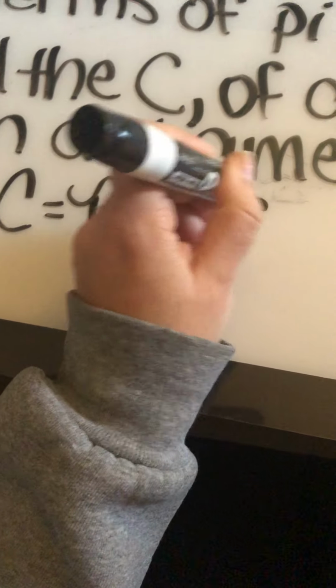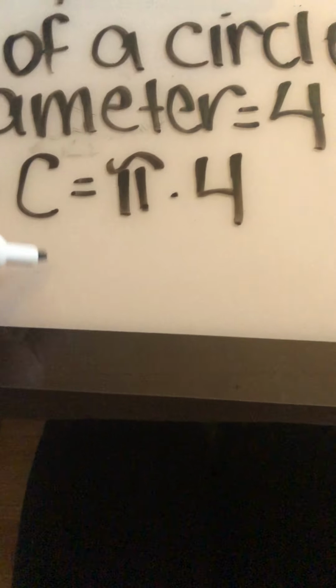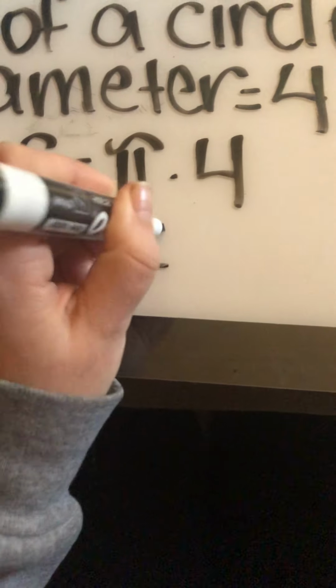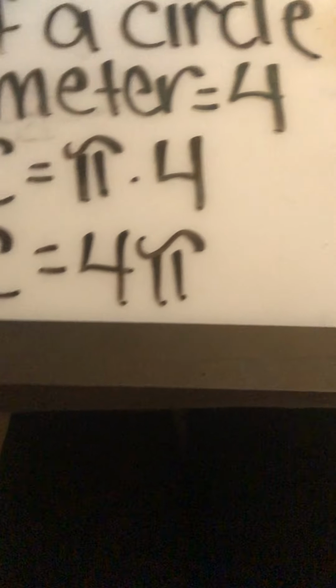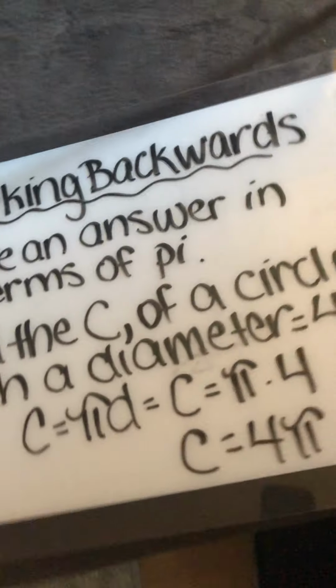So this would be C equals pi times 4, but remember we usually like to write the number in front of pi. So this would be our answer in terms of pi. Pretty simple if you take a look at it again.